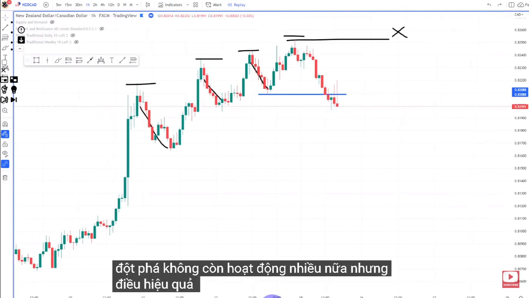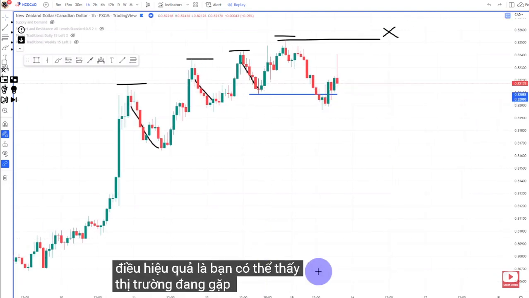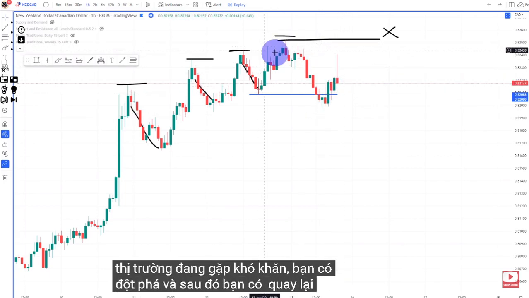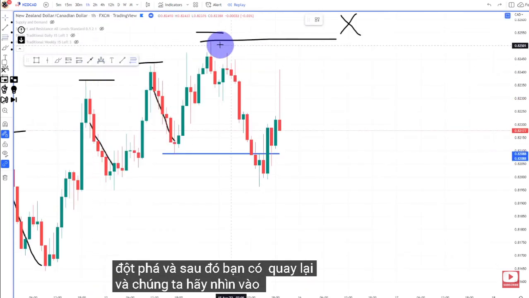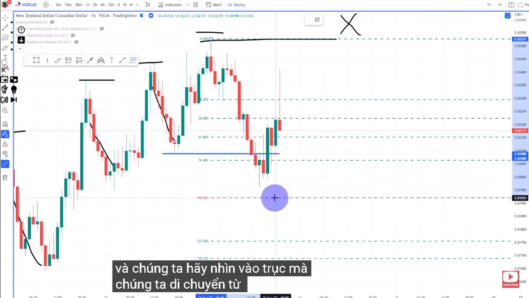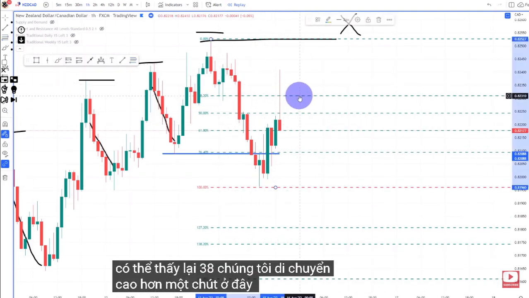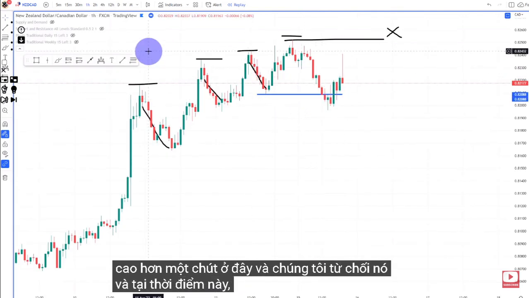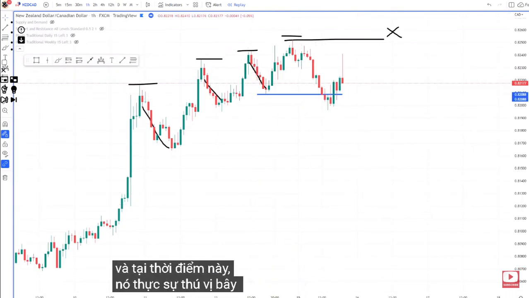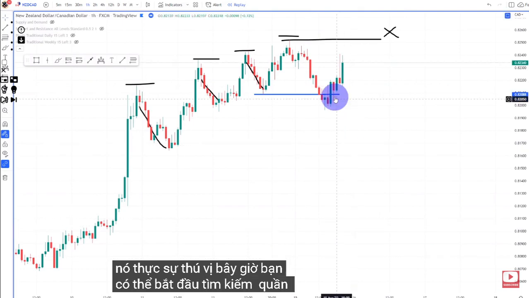But what works is that you can see the market is struggling, you have your breakout, and then you have a move back. And let's just look at the fib. We move from fib here to here. And you can see again, 38, we move a little bit higher here, and we reject it. And at this point, now it gets really interesting. Now you could start looking for shorts.